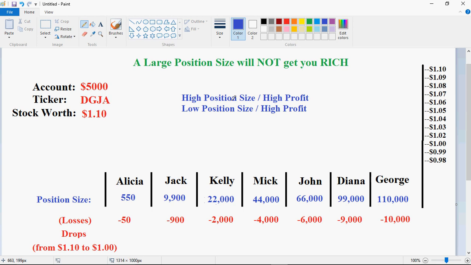Beginners think high position size, you get a high profit. So if you give a beginner this chart and you say, which position size would you pick? A beginner will always pick the highest, because the higher the position size, the higher profit you will have. And yes, that is how it works. I can't deny that.